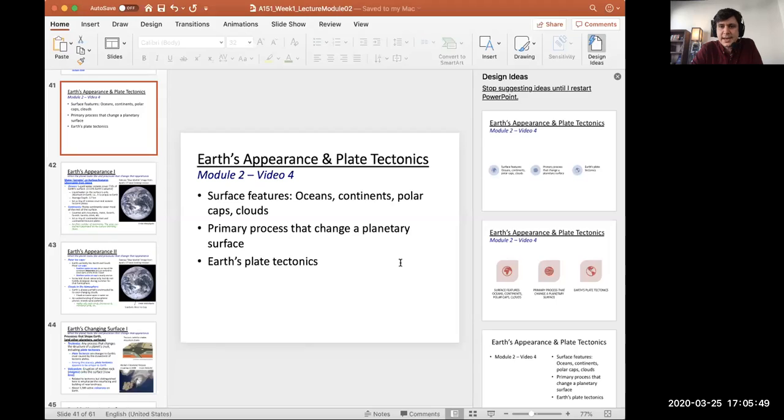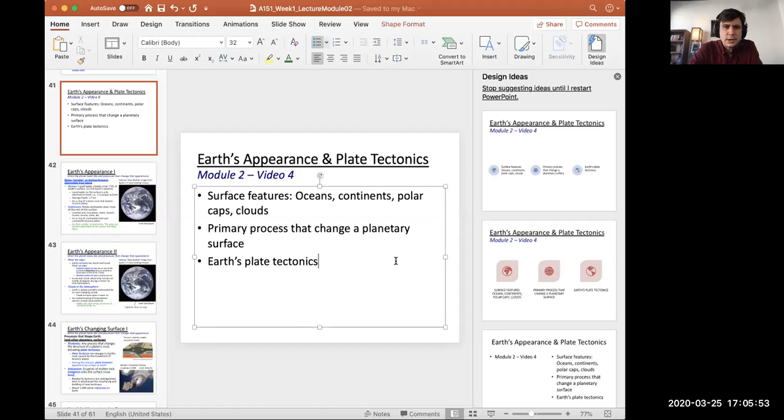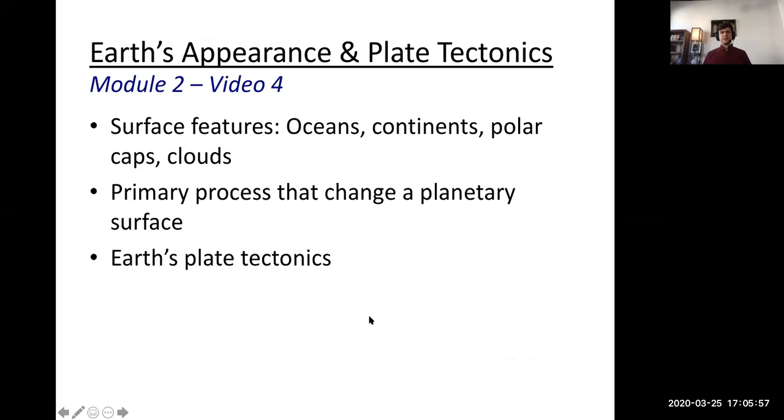So in today's video, video 4 in module 2, we are talking about Earth's appearance and plate tectonics. What we are going to cover are the surface features. What do we see on the surface of the Earth? The oceans, the continents, polar caps.